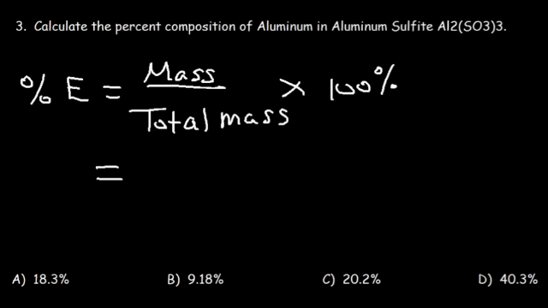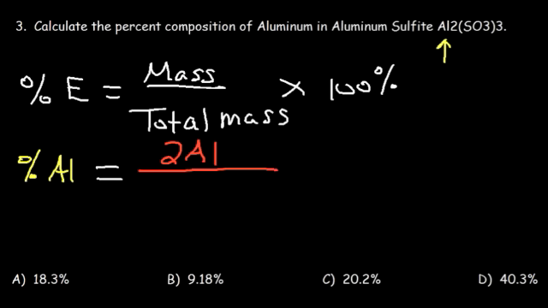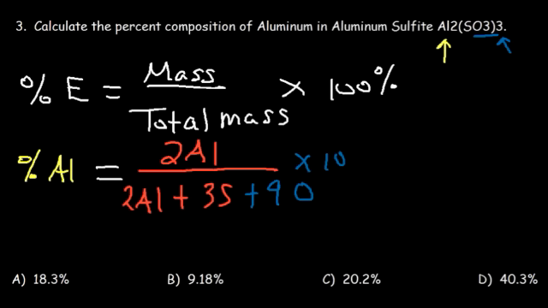We want to find the percent composition for aluminum, so the mass of aluminum has to go on top. We have 2 aluminum atoms, so right now I'm just going to write 2Al divided by the total mass. That's the sum of all the elements, so that includes the 2 aluminum atoms. We have 3 sulfur atoms, S times 3. And we also have 9 oxygen atoms. Notice that there are 3 oxygens times the 3 on the outside. And then we're going to multiply it by 100%.